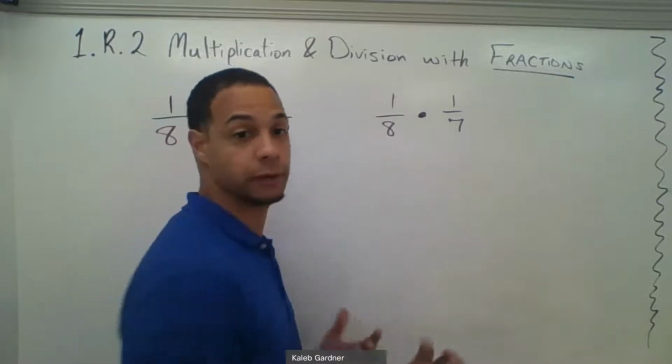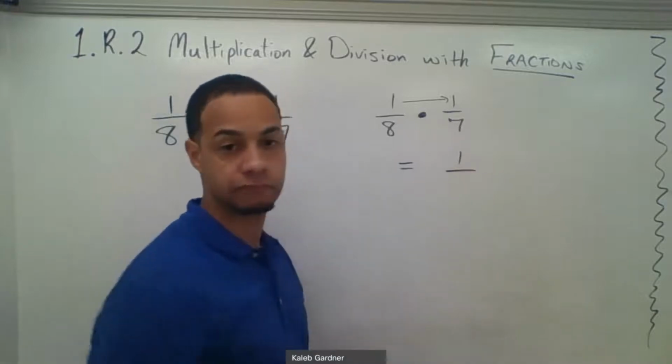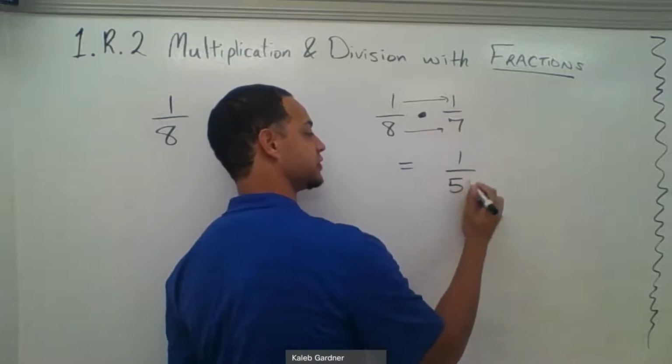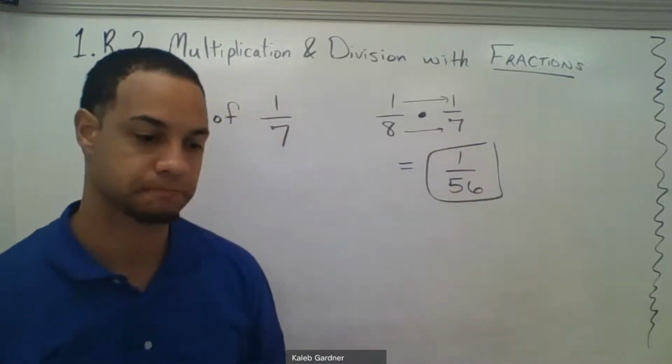Let's just simply multiply. 1 times 1, that's easy. 8 times 7 is 56. And our final answer is 1 over 56.